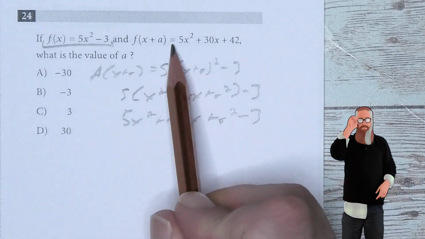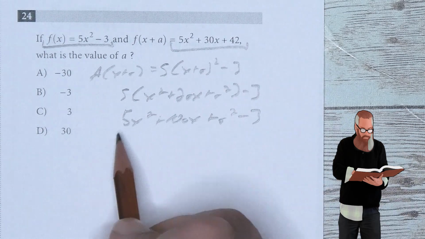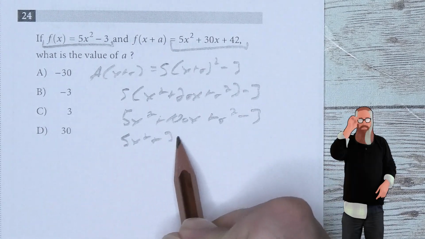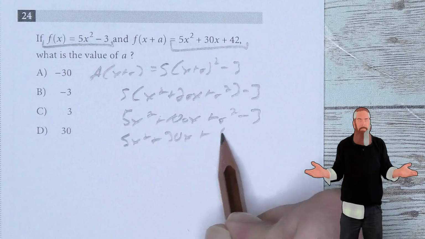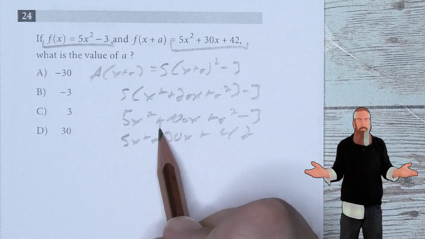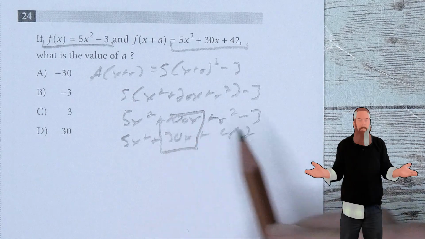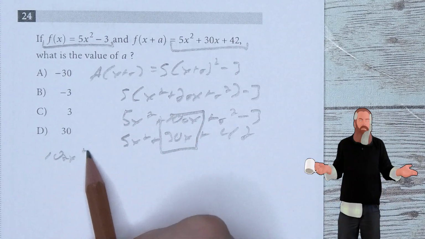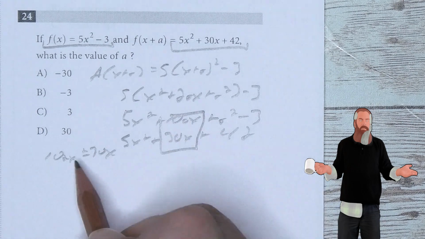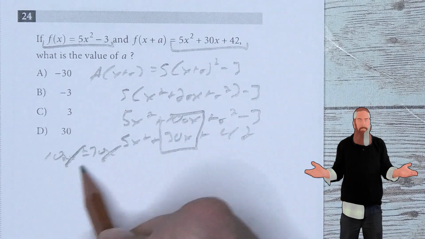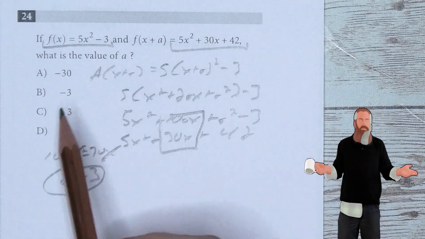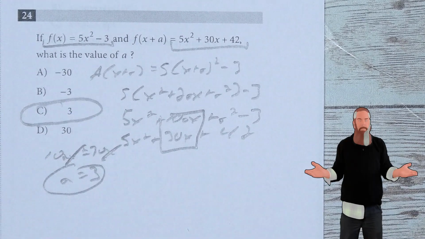So if we were to look at the f(x + a), that's going to give us 5x squared plus 30x plus 42. Now this means that 10ax and 30x must be equal to each other. So I can put 10ax equals 30x, get rid of those x's, divide both sides by 10, so a is 3, giving us C is the answer.